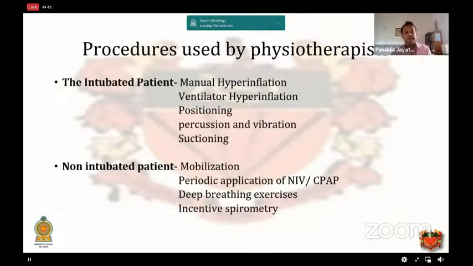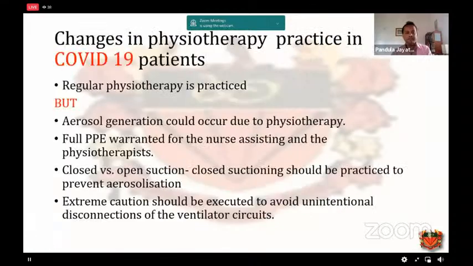And in a non-intubated patient, we can mobilize the patient as early as possible, and also apply non-invasive ventilation, continuous positive airway pressure, and also encourage the patient to do deep breathing exercises and incentive spirometry. All will act as physiotherapy modalities and will improve the patient's breathing.